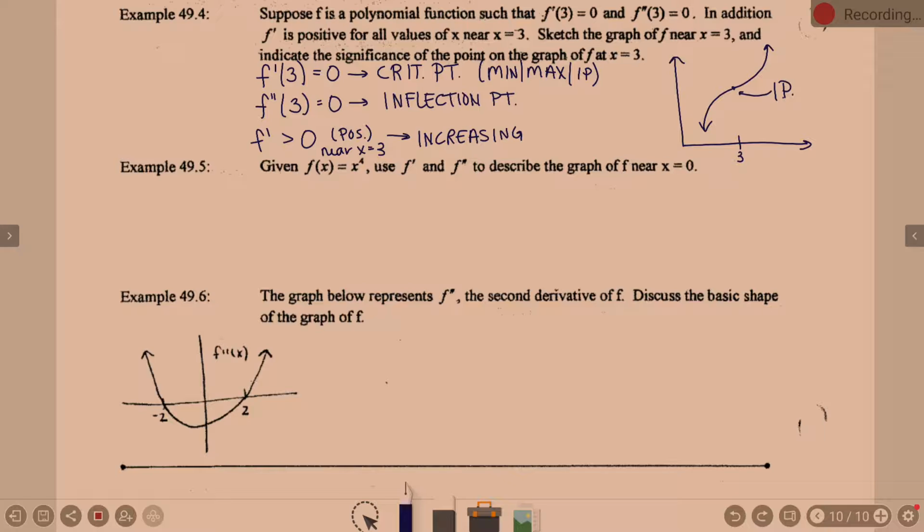Okay. Moving along. I've got to keep us moving if I'm going to get done on time here. So I have 2 examples, but they're kind of bigger examples. So, given f of x equals x to the 4th, use f prime and f double prime to describe the graph of f near x equals 0. Now, good news is if you can visualize the graph of f of x equals x to the 4th, then you know what should happen, but it's understanding and making sure that it legitimately does happen. So, it told me to use f prime.